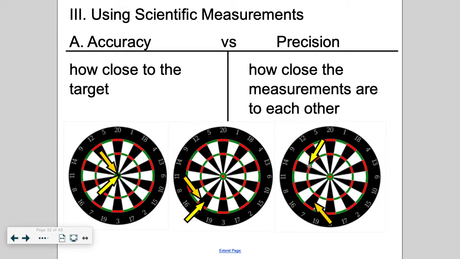So down here I have 3 dartboards displaying accuracy and precision, either high or low accuracy and high or low precision. Looking at this first dartboard, what would you say the accuracy is? Pretty good, high. And the precision? High. So we have high accuracy and precision. What about this dartboard? The accuracy? Low accuracy, high precision. Yep, and this one? Low accuracy. All right, so you get the drift.